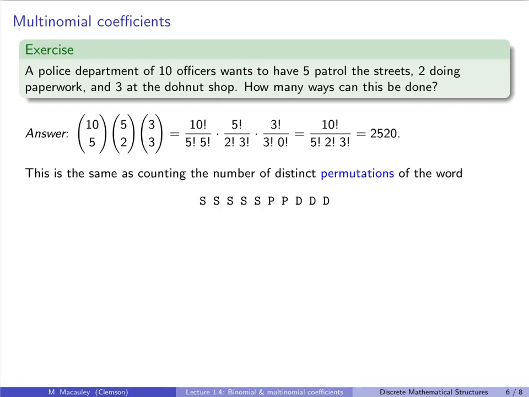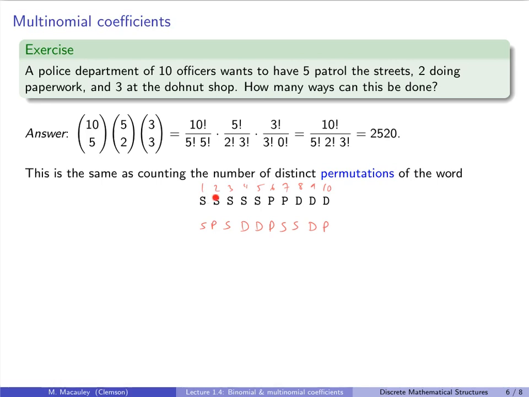Note that this is the same as counting the number of distinct permutations of the following 10-letter word, where we have 5 S's, 2 P's, and 3 D's. So for example, this is one permutation, but I can also do S, P, S, D, D, P, S, S, D, P. And so think of this as the officers 1, 2, 3, 4, 5, 6, 7, 8, 9, 10, and I am delegating them duties.